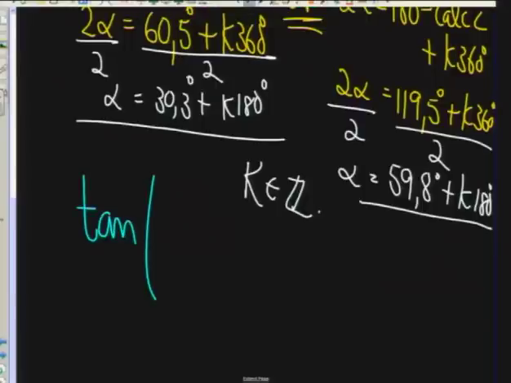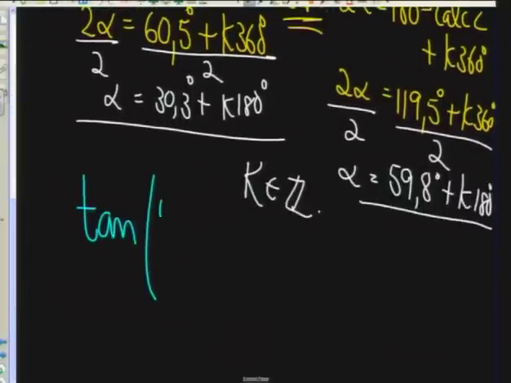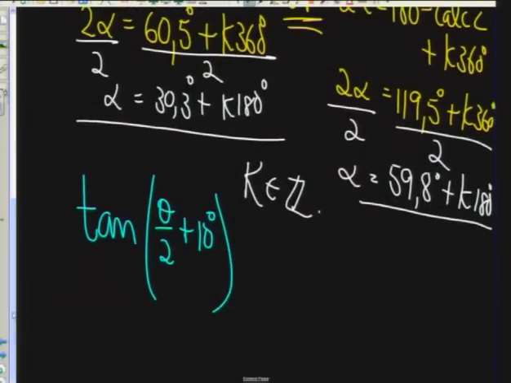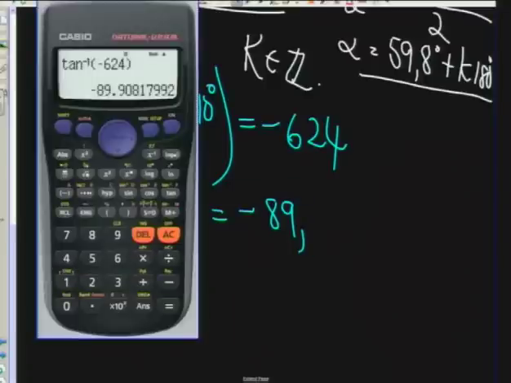Okay, so we would actually need to write down that it was the tan of, what did we have in the bracket? Theta over 2 plus 10 equals negative 624. Remember, the tan function is very friendly. It only needs one formula. So the angle theta over 2 plus 10 degrees will equal negative 89,9. Do you remember what that was?